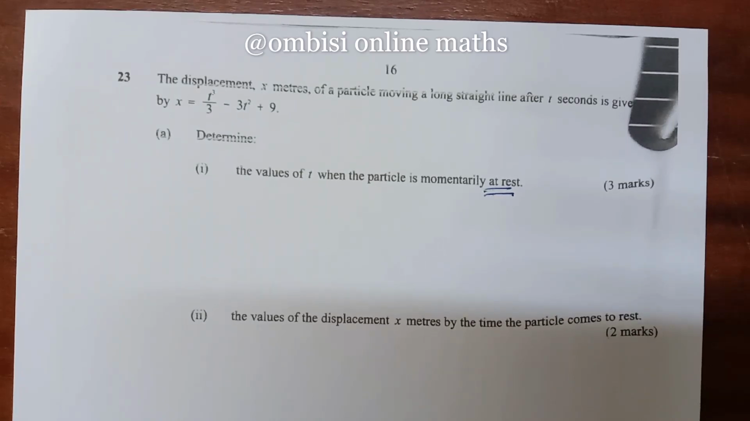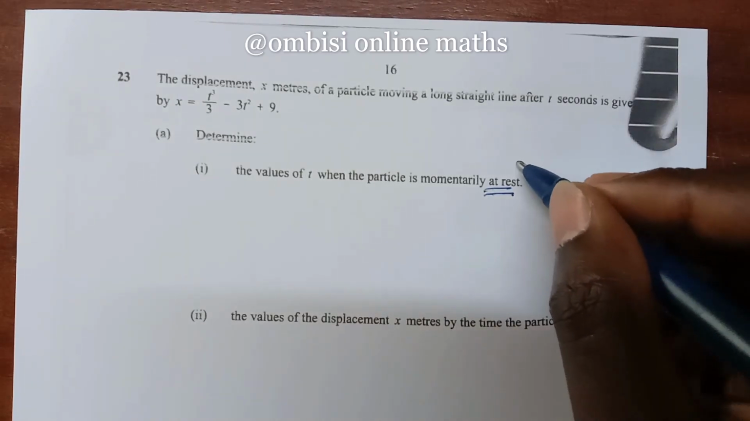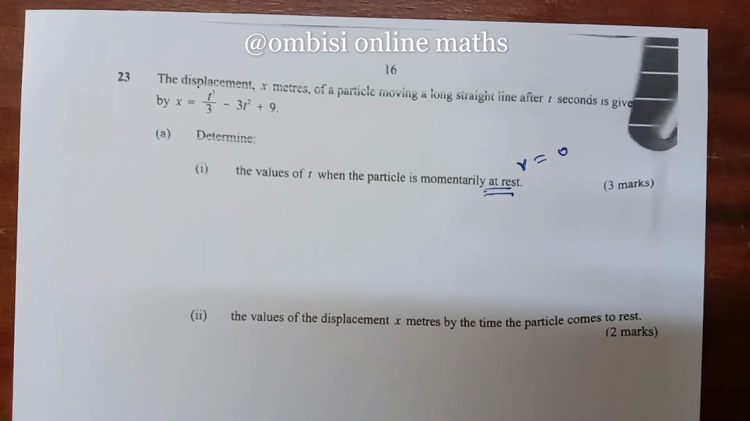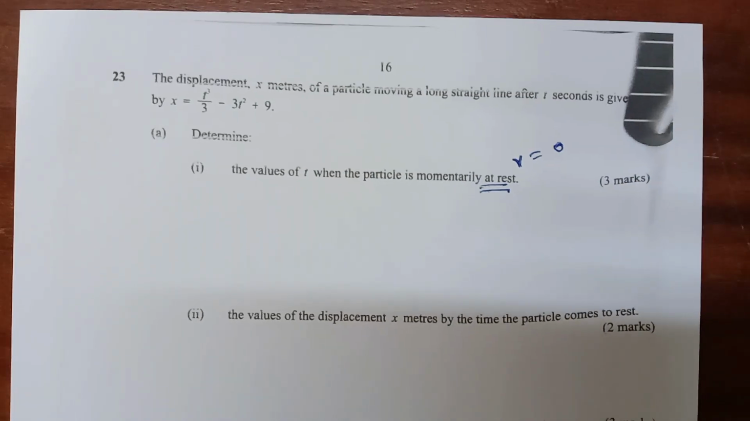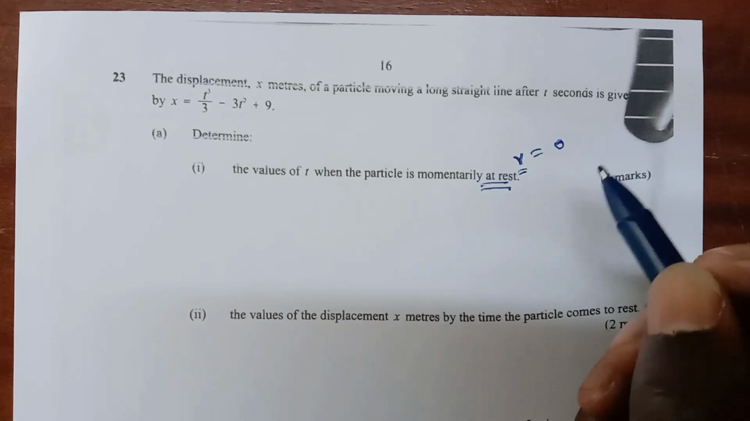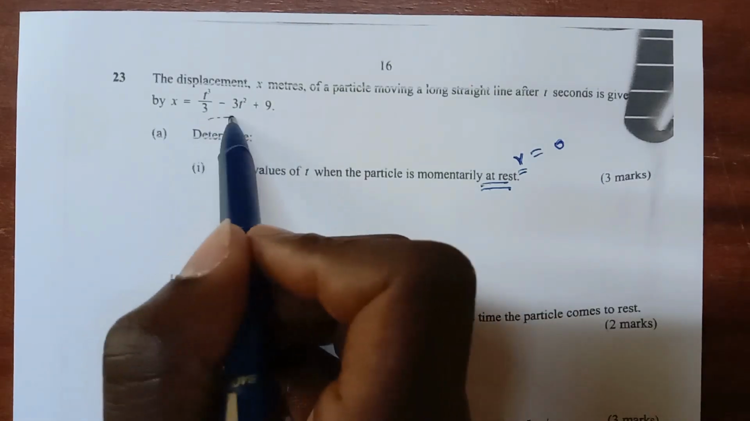That means the particle is not moving. So when the particle is not moving, the velocity equals 0. When a particle is at rest, the velocity of that particular particle is 0 meters per second. So when it is momentarily at rest, for us to find velocity, we are going to differentiate displacement.